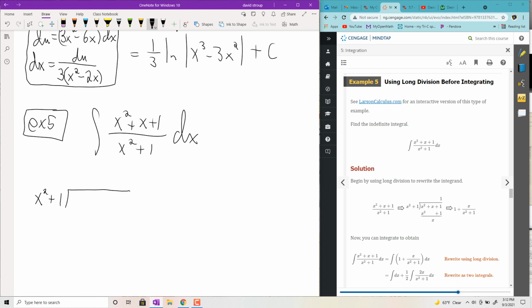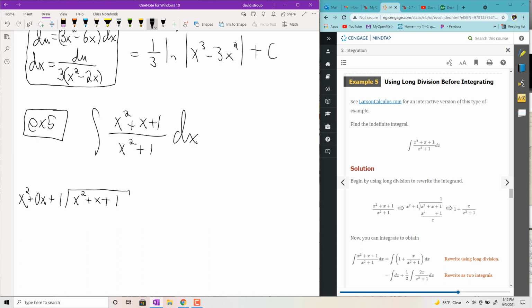Anyways, let's go ahead and do our long division. So we want to divide x squared plus x plus 1 by x squared plus 1. You could use placeholders if that's what you learn how to do. That's usually what I teach in pre-calculus. So x squared plus 0x plus 1. And then how many times does x squared go into?